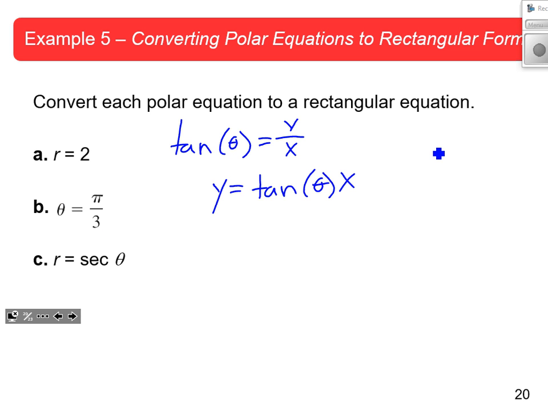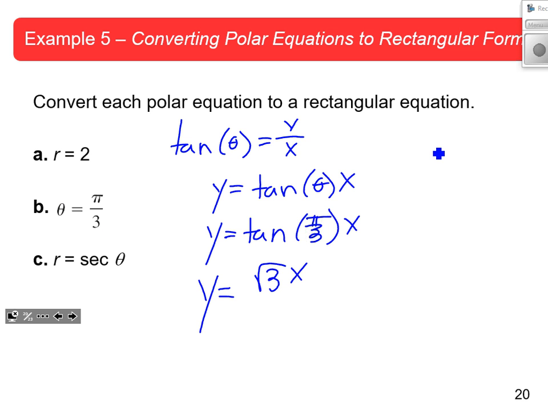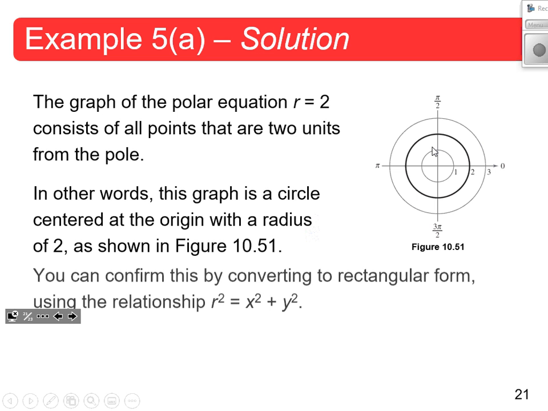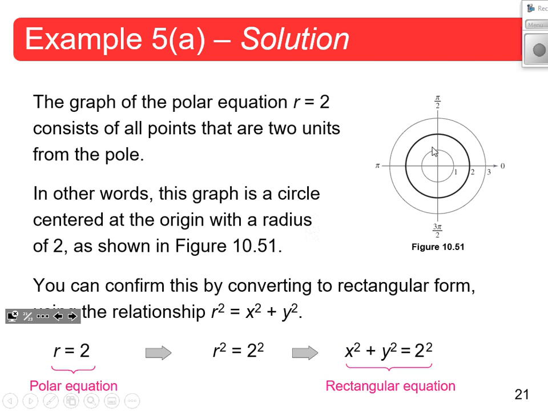Well, you're probably looking at this, why do we now all of a sudden have tangent in it? Well, our actual angle for letter B is pi over 3. So what is tangent of pi over 3? Then y equals square root of 3 x would be our equation. So that would be it, converting.